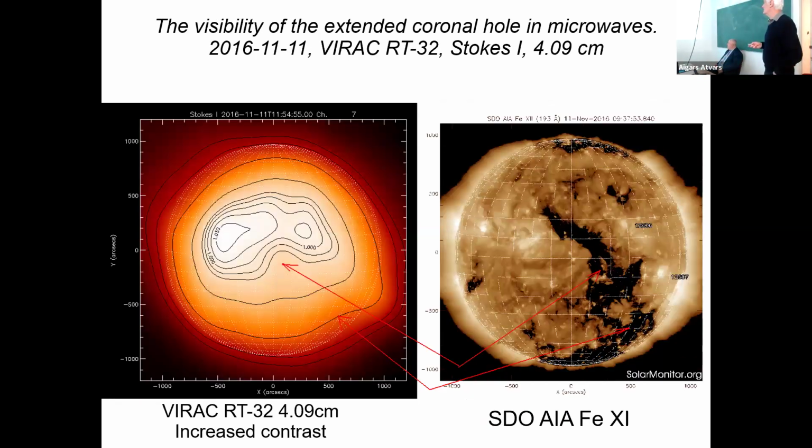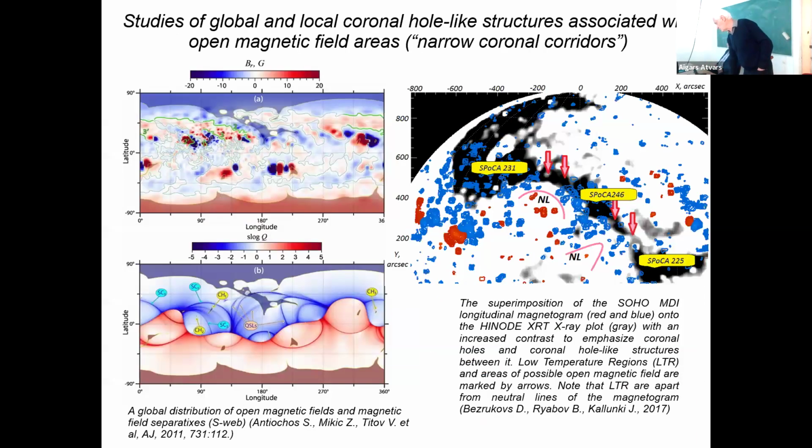Here you can see how an extended coronal hole looks, and how it is visible in our observation. Another interesting problem, we are at least interested in, and the interest in this problem is rising now. It's the problem of so-called extended coronal structures, which are associated with the open magnetic field, and which would be expected as a source of slow wind.